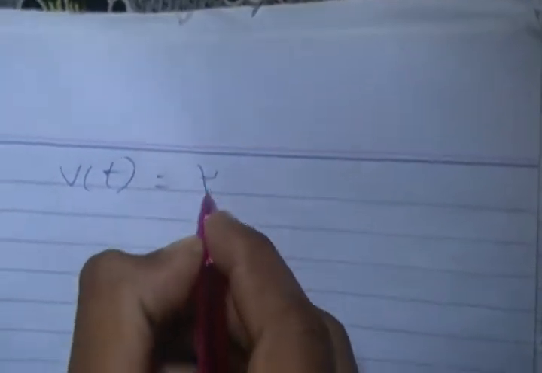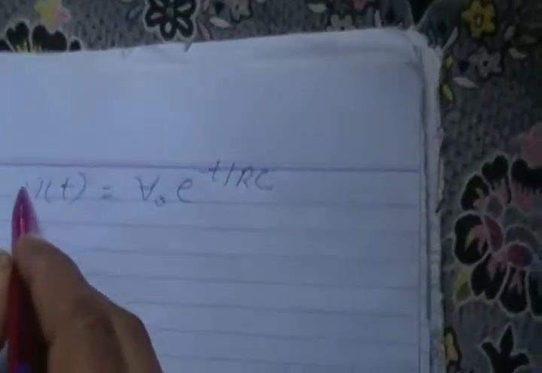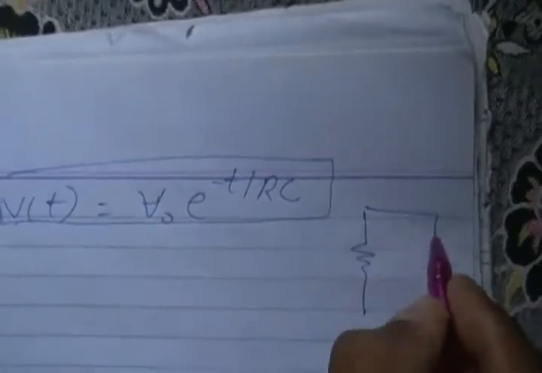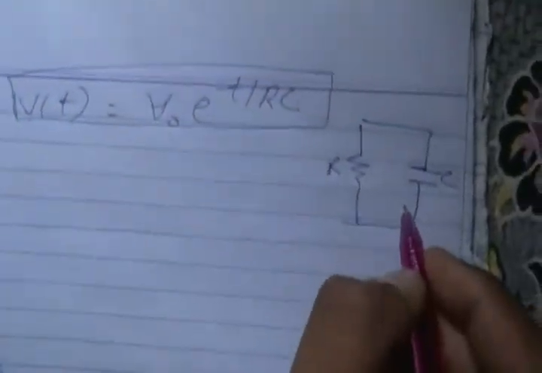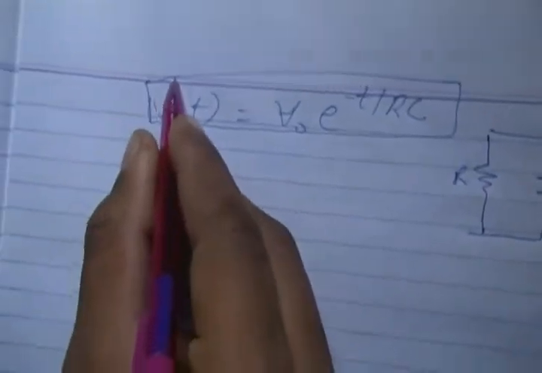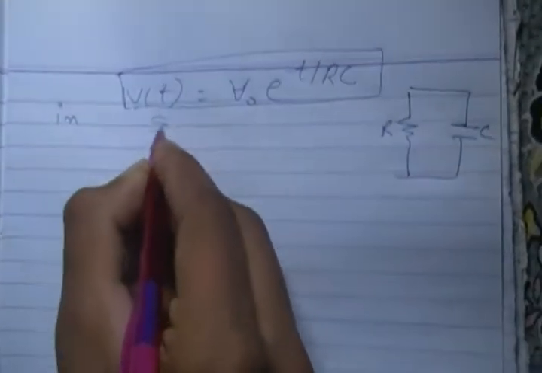So V of t is equal to V naught e to the power minus t over RC. So this is the equation that we have made in this video. This is the voltage of a capacitor. This is the circuit, a capacitor and a resistor. This is the voltage of the capacitor at an instantaneous time. So this is the equation that you can use in the second video.